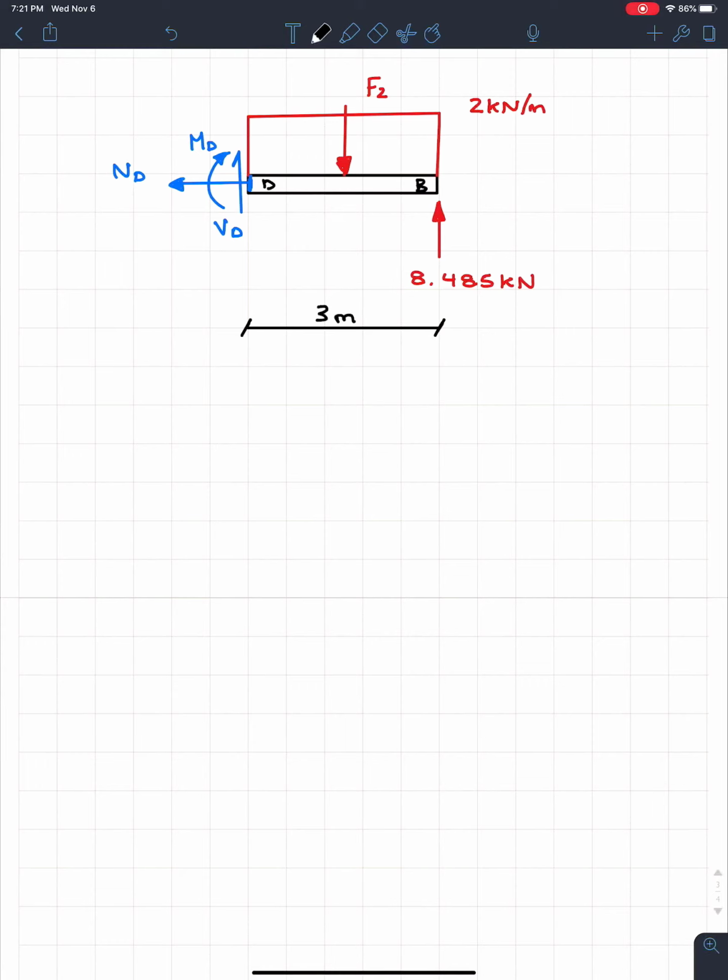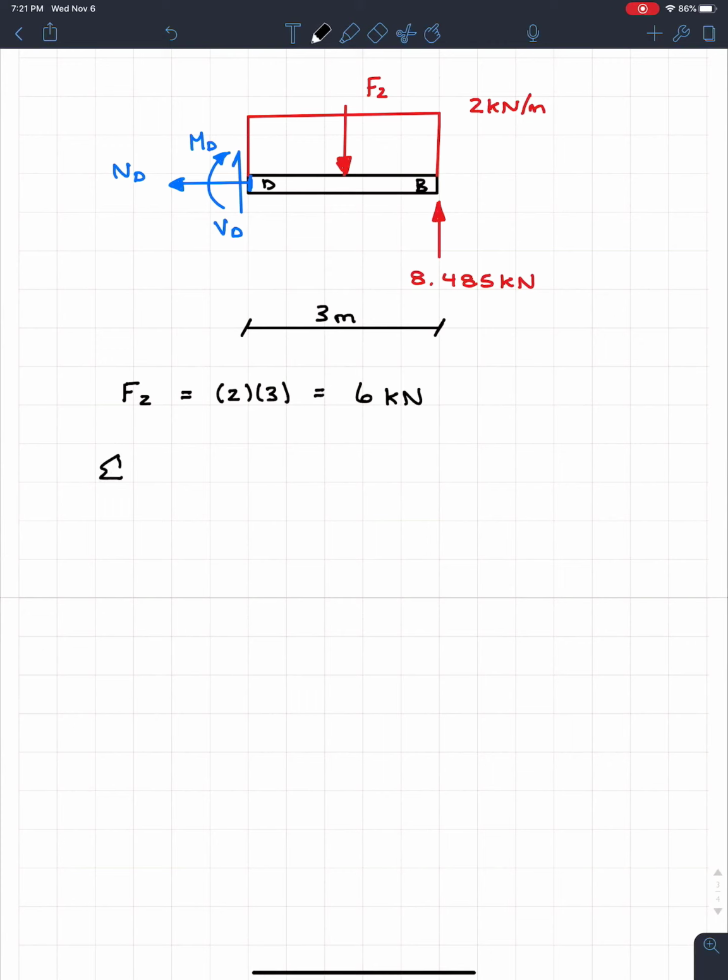But before we do, we need to solve for F2. But that's really simple. We know that F2 is going to be equal to the area of that distributed load. So it's going to be the 2 kilonewton meters times 3. So we know this is going to be 6 kilonewtons. All right, perfect. So now we can go anywhere we want.